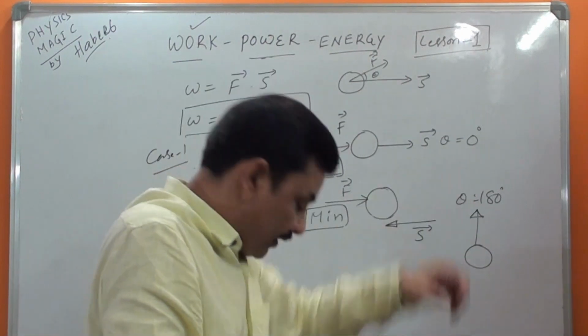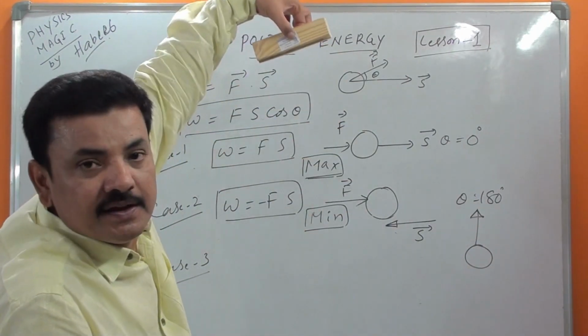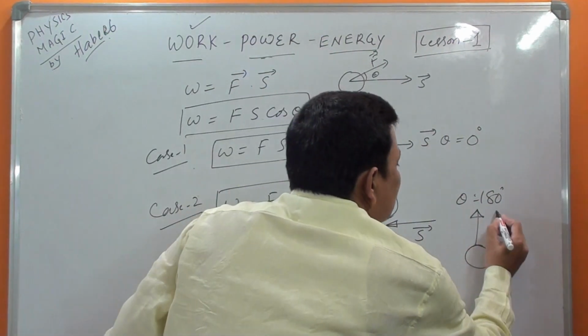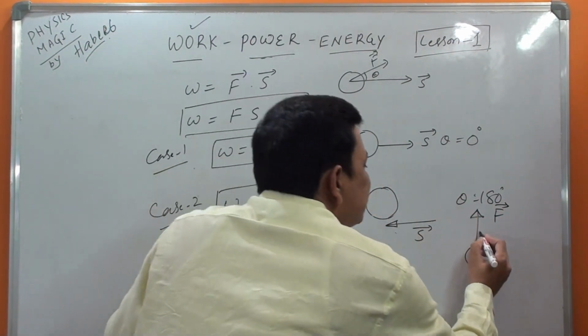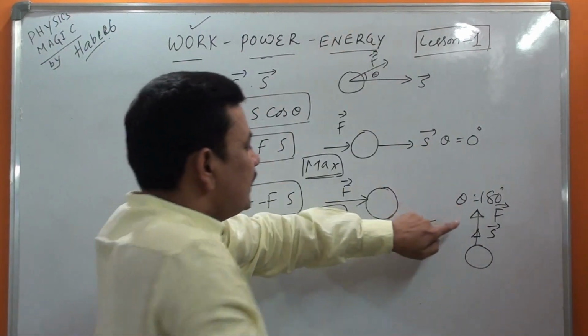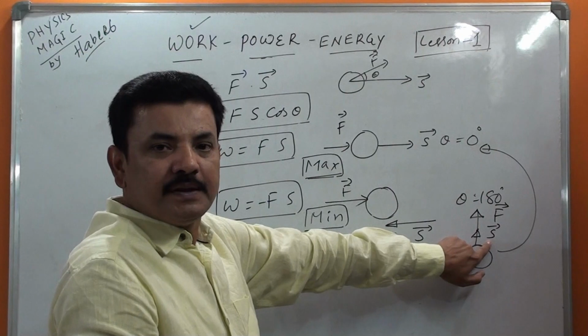You are lifting the body like this. Say this is one duster. I am lifting this like this, so you are applying the force like this. So displacement is also happening in this direction because it is going up. So maximum work will be done because theta is 0 here.